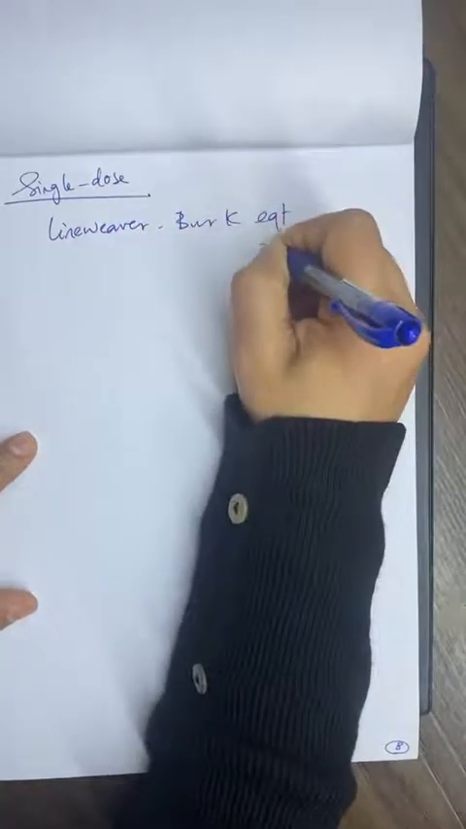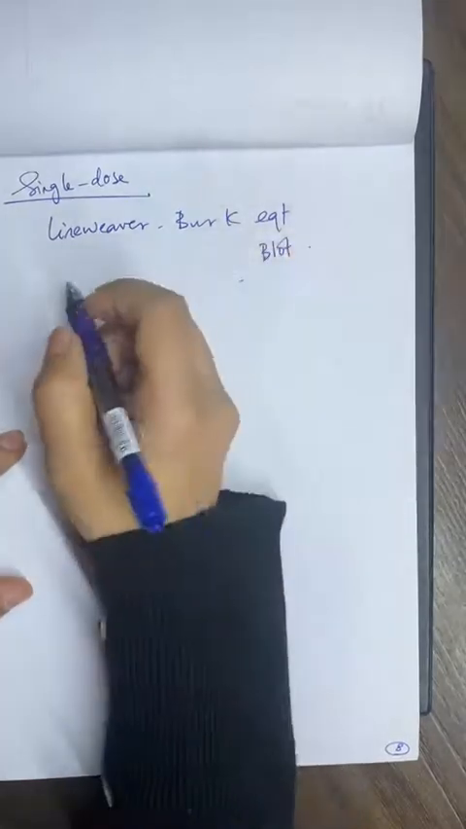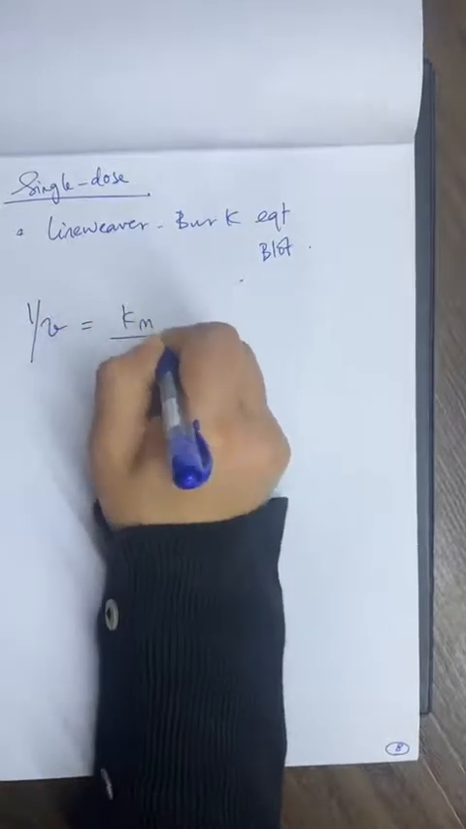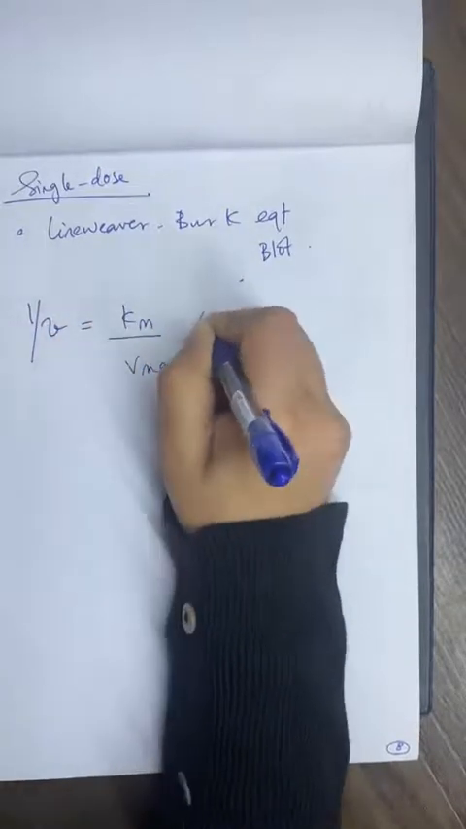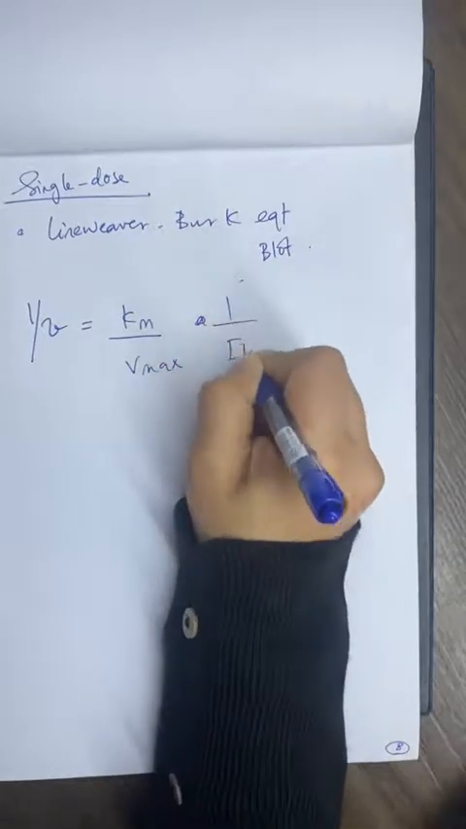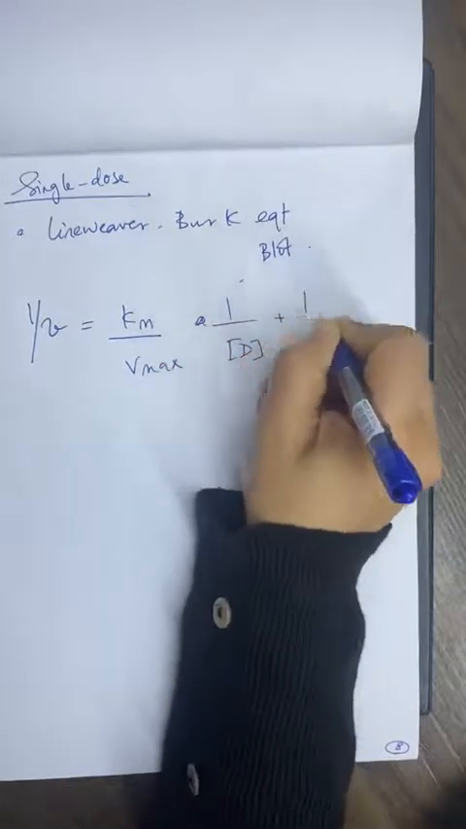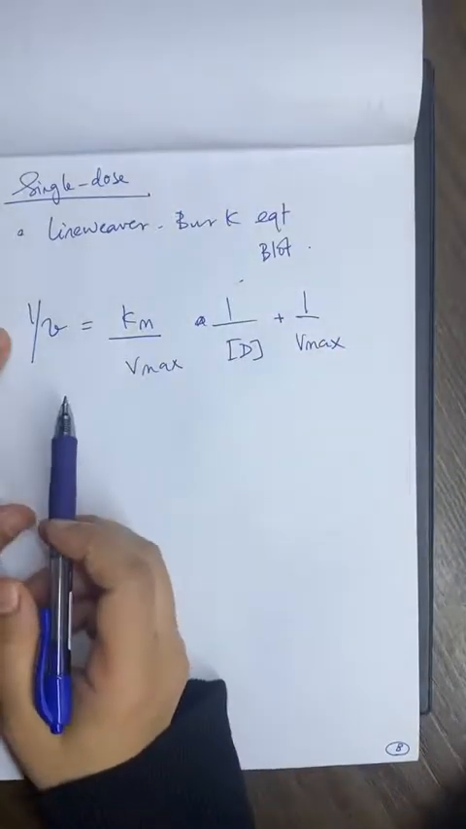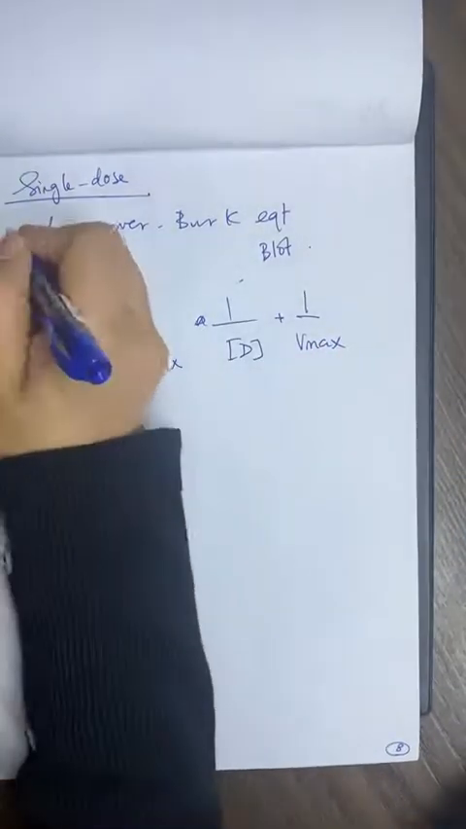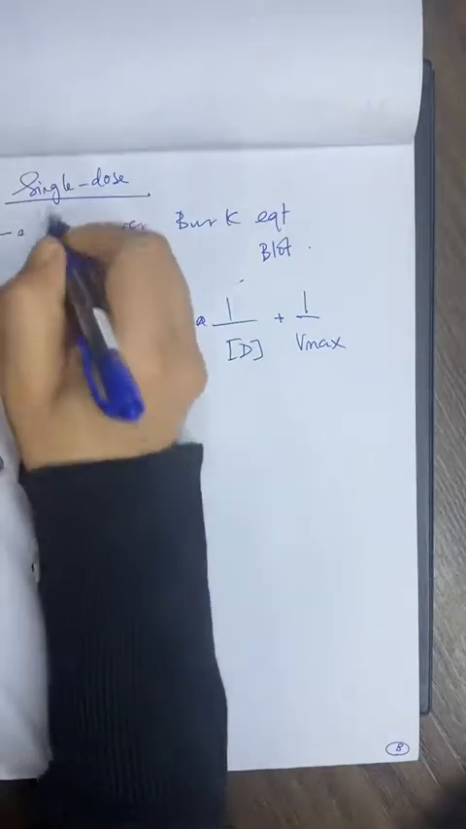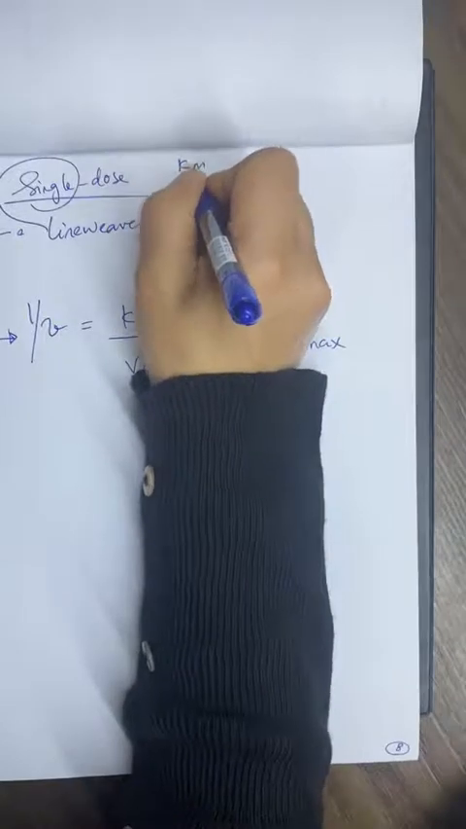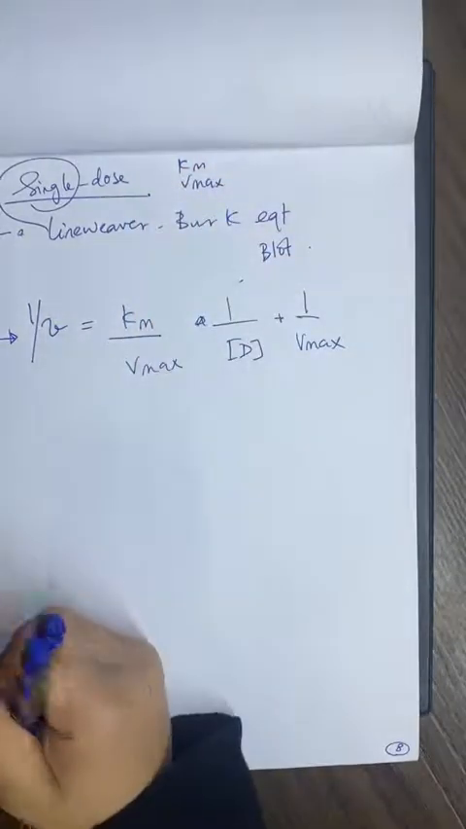equation or plot. Okay, if you look at your slides, you'll find that the Lineweaver equation is Km over Vmax multiplied by 1 over the concentration of the drug, plus 1 over Vmax. This is the equation that is called the Lineweaver equation, which we can use to determine Km and Vmax for a single dose if we are talking about nonlinear kinetics.